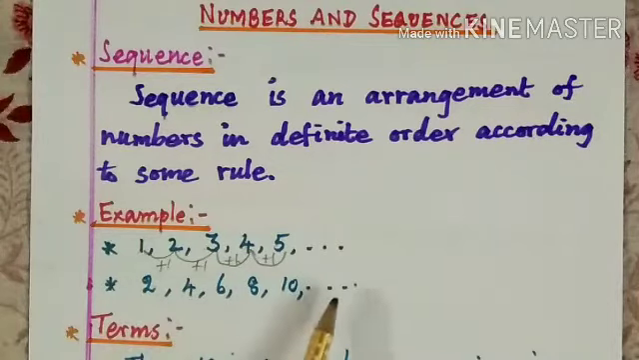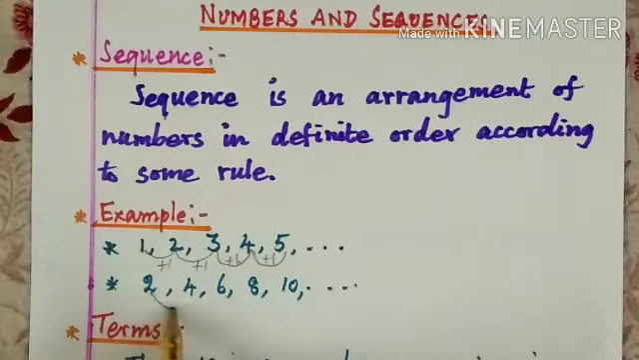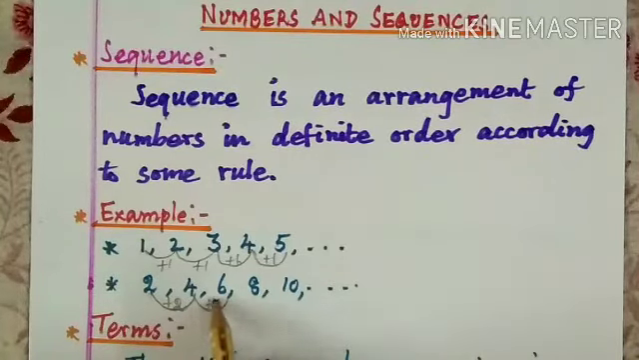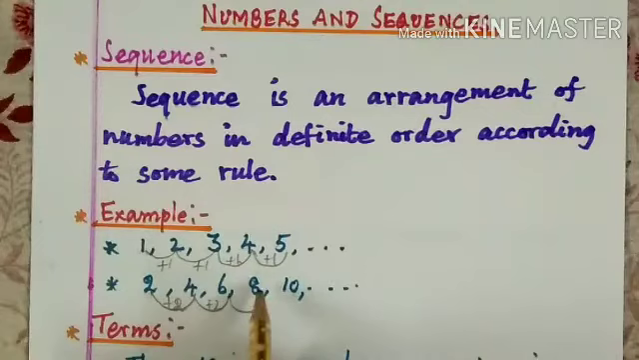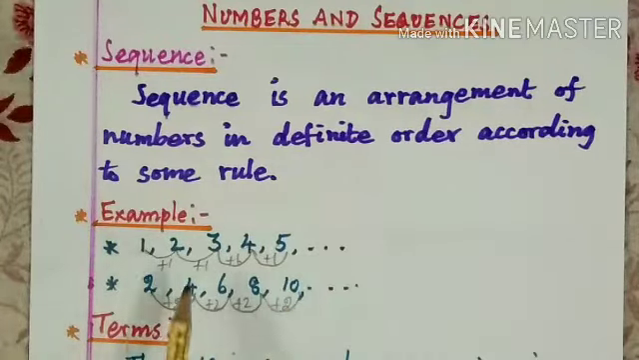Similarly, the next example: 2, 4, 6, 8, 10. Here the difference between any two numbers is plus 2. That is, I add plus 2 to the first number, I get 4. So the difference between these two numbers is plus 2. 8 minus 6 is also plus 2. Then 10 minus 8 is also plus 2. So the rule is that here each number has plus 2 added. This is nothing but a sequence.